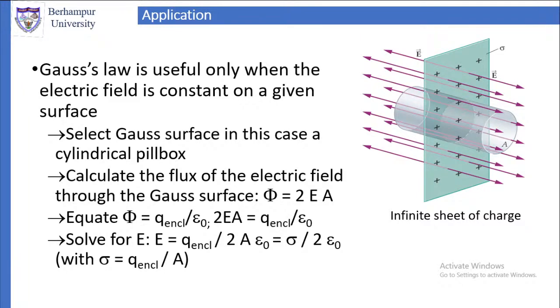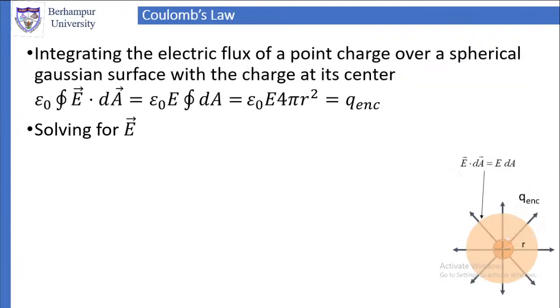Now Q enclosed by A gives you the charge per unit area. Charge per unit area is called the charge density, surface charge density sigma. Therefore, for Q enclosed by A, we can write sigma. So E is equal to sigma by 2 epsilon 0, where sigma is equal to Q enclosed per A, that is the surface charge density.